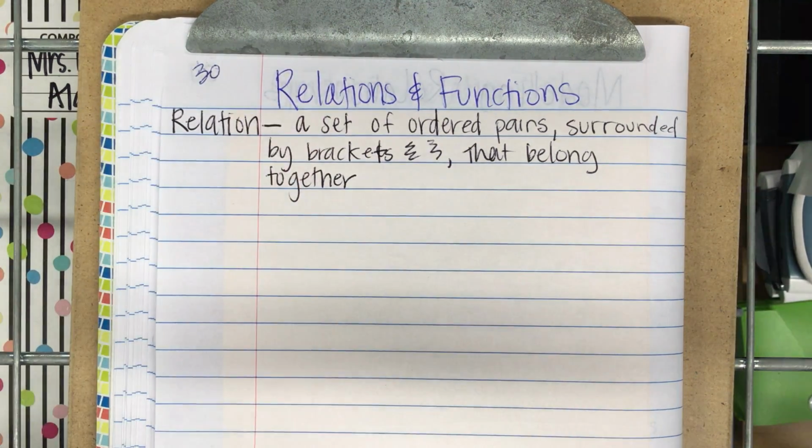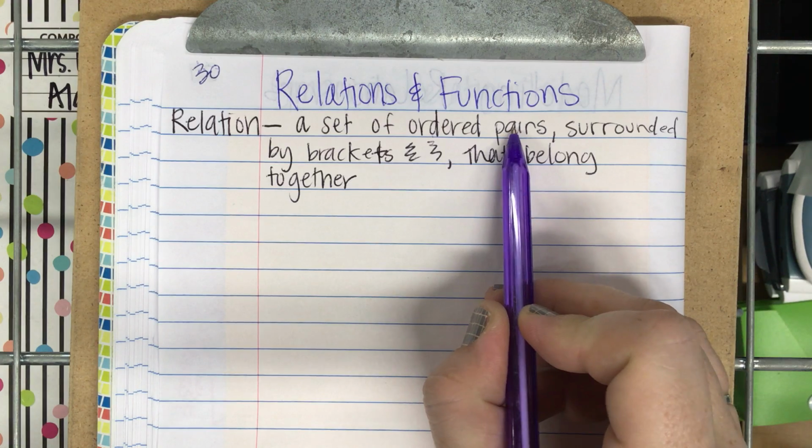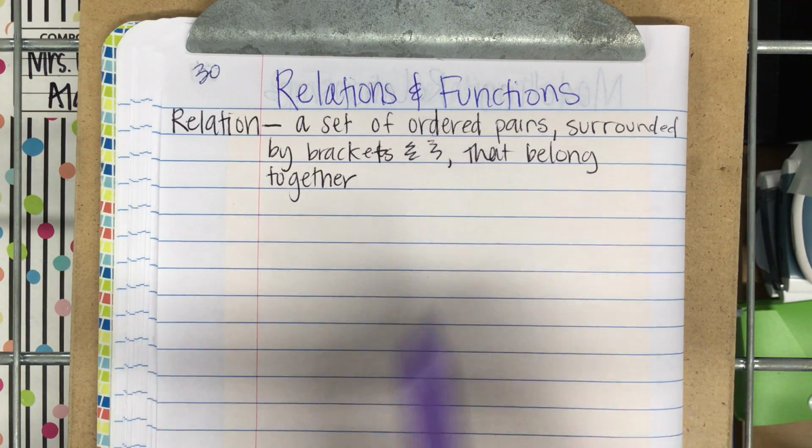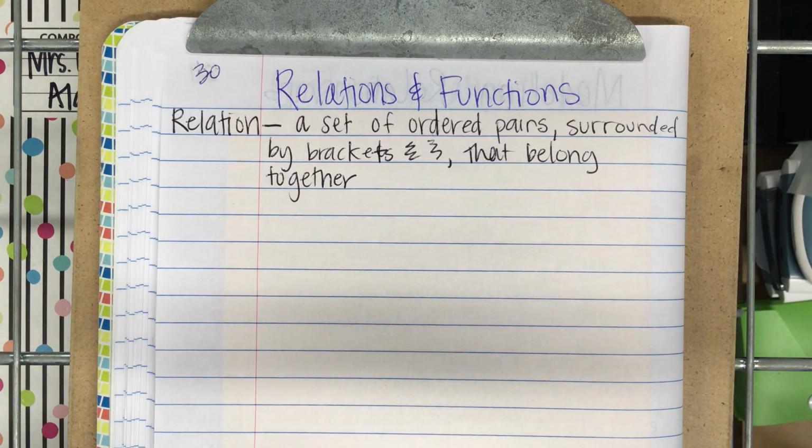Relations can be displayed in 4 different ways. They can be displayed as a set of ordered pairs. It can be displayed in a table, a graph, or what's called a mapping diagram. So we're going to look at all of these things together.